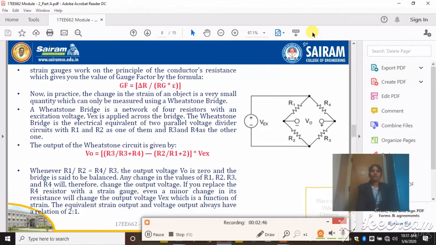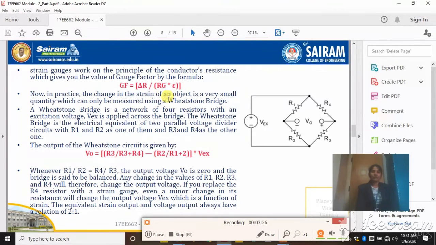Next, the basic working principle of the strain gauge is change in resistance. The strain gauge works on the principle of change in conducting resistance, which gives you the value of the gauge factor by the formula GF = ΔR / (Rg × ε). ΔR is the change in resistance, Rg is the gauge resistance, obtained by deformation of the conductor. Epsilon is your strain, which is identified by your change in length. The length can be changed either by compressive force or by stretching force.